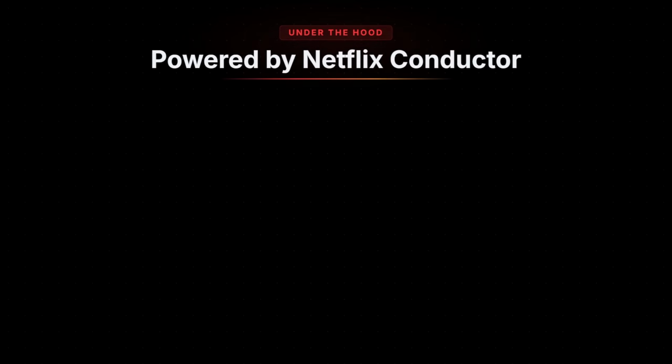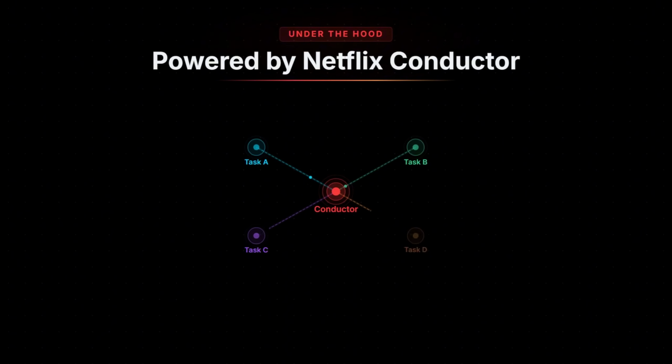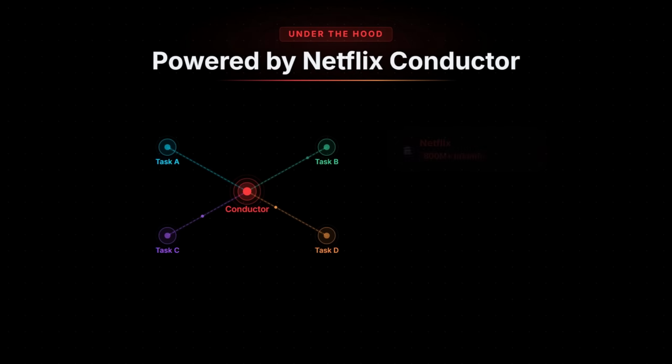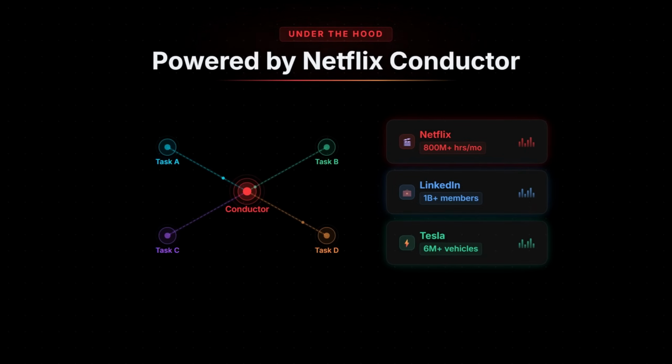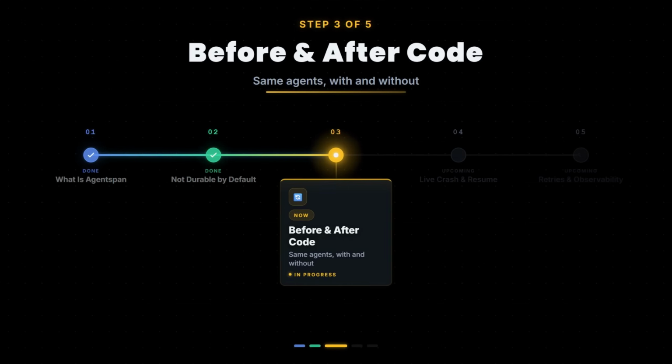Now, behind the scenes, Agentspan is powered by Netflix Conductor. If you haven't heard of it, you can think of it as a job tracker for distributed systems. Netflix, LinkedIn, and Tesla have been running Conductor in production for nearly a decade, and they have handled billions of workflow executions. Now let me show you the code.